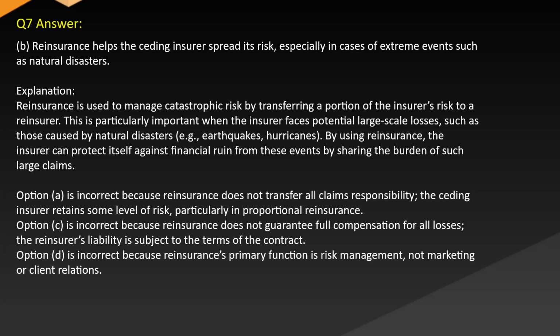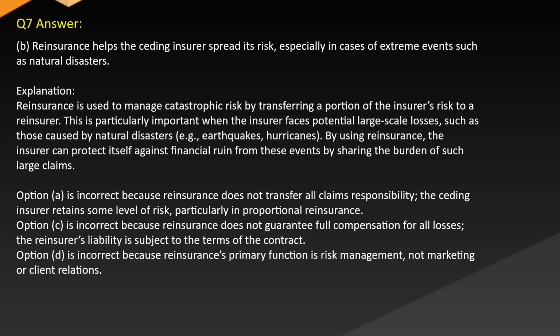Explanation: Reinsurance is used to manage catastrophic risk by transferring a portion of the insurer's risk to the reinsurer. This is particularly important when the insurer faces potential large-scale losses, such as those caused by natural disasters, e.g., earthquakes and hurricanes. By using reinsurance, the insurer can protect itself against financial ruin from these events by sharing the burden of such large claims. Option A is incorrect because reinsurance does not transfer all claims responsibility.